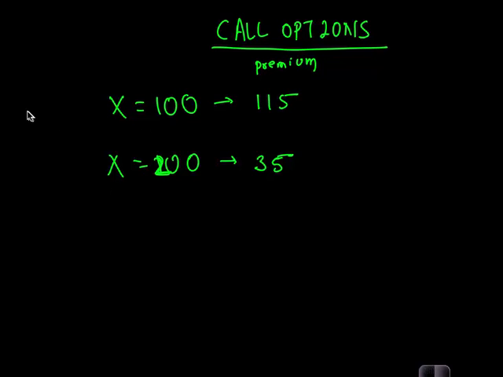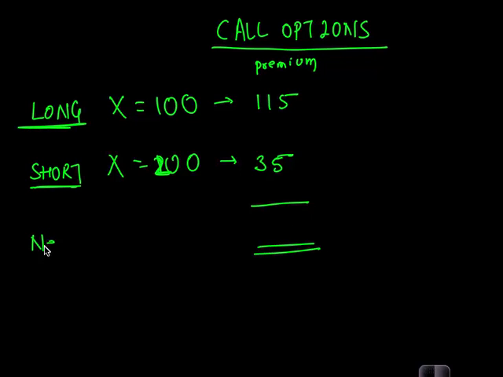So we are going to take long position on which one? 100. And we are going to take short position on which one? 200. So how you always think on a bull spread, you find out what is your net investment. Here your net investment would be how much? Net investment is 80. Because we are going to receive 35, we are going to pay 115.